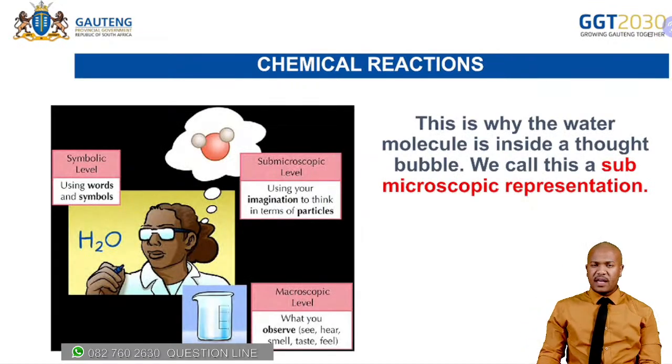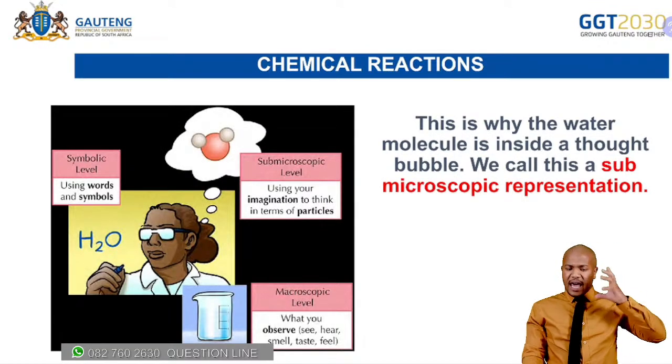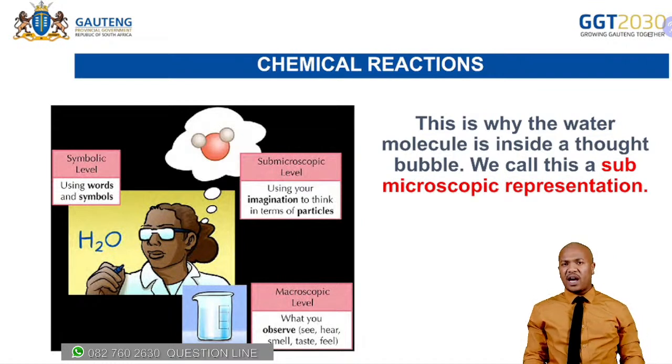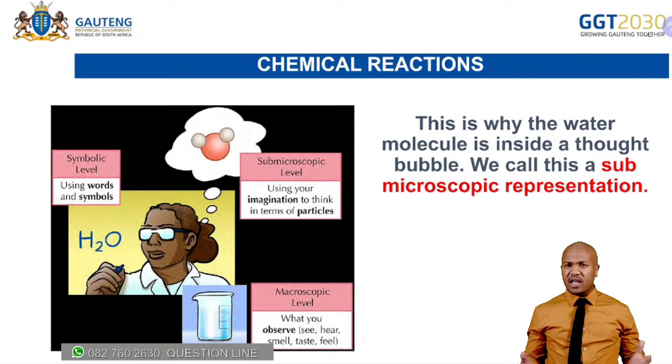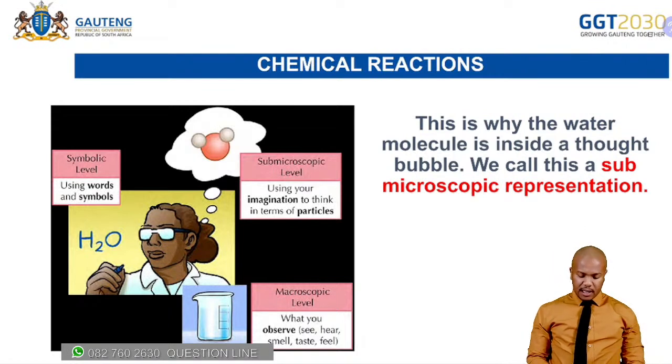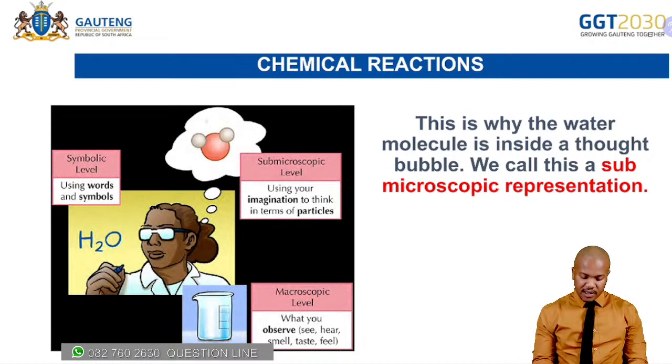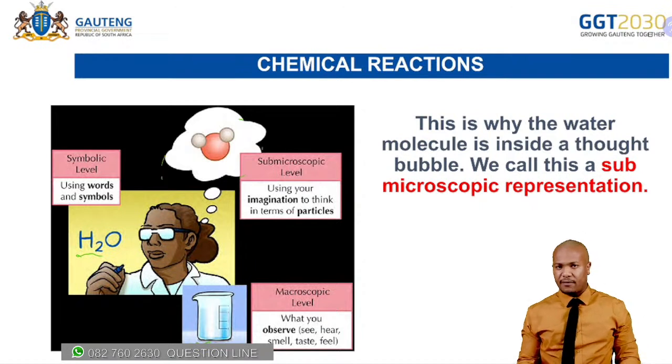Moving on. Now, when thinking of a chemical reaction or a chemical formula, let's look at this picture here as our example. There are three ways that you can think of a chemical equation. First of all, look at this lady here. She is thinking, there's something in a speech bubble. She's thinking of the formula. She's thinking of water itself.